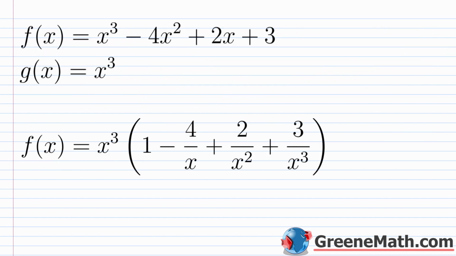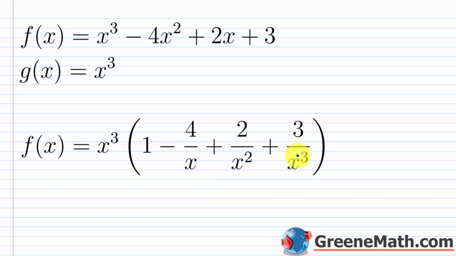So to prove that to you, I have a little simple example. We have f of x equals x cubed minus 4x squared plus 2x plus 3, and then g of x equals x cubed. There's two ways that books usually show this. Some of them use the factor it out approach, which I'm doing here, and some of them will use a table. So you can do that as well.